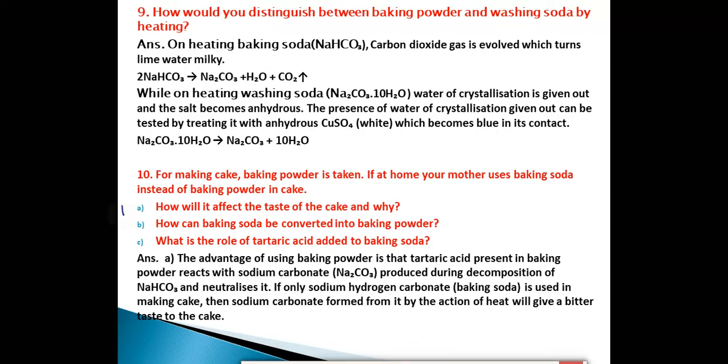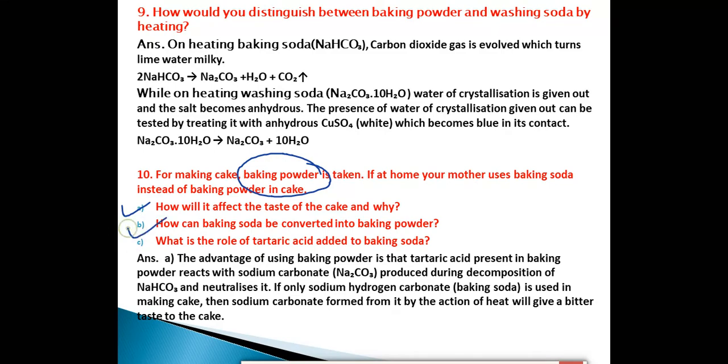Okay, so the first question is, how will it affect the taste of the cake and why? If we do not add baking powder in the cake, then the base, that is sodium carbonate present in the cake, will give a bitter taste to the cake. In baking powder, tartaric acid is present, which will neutralize the effect of the base, and hence that bitter taste will be removed from the cake.